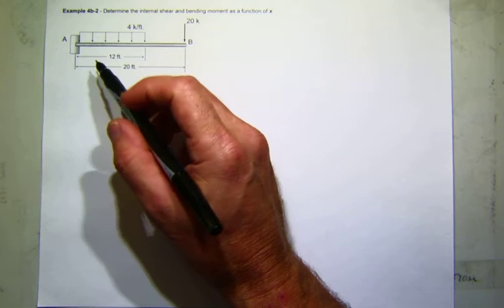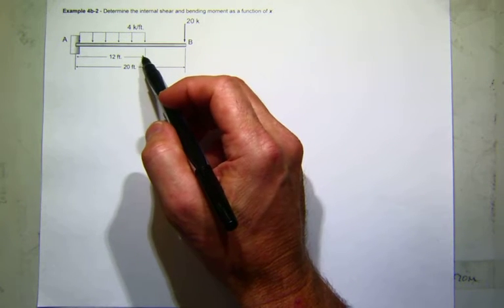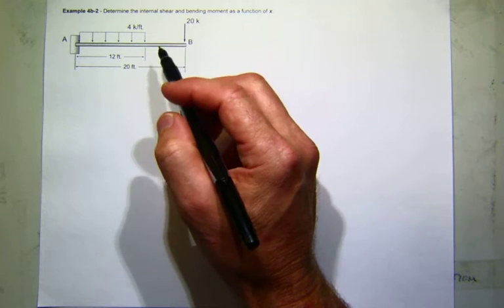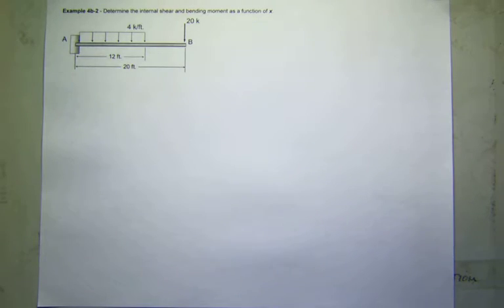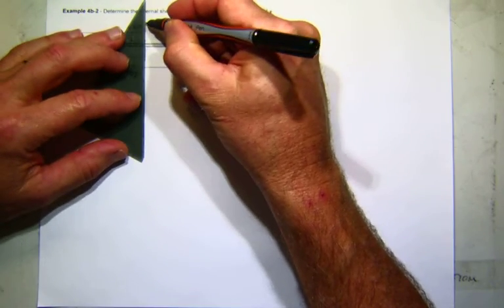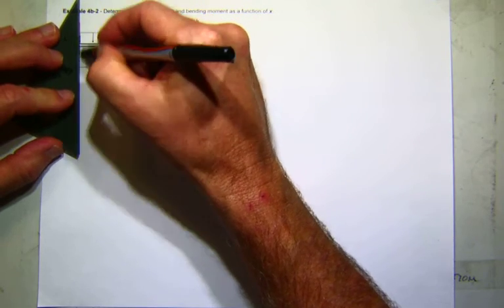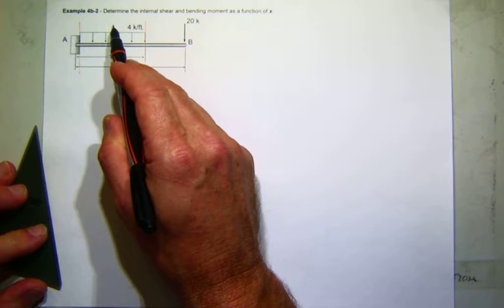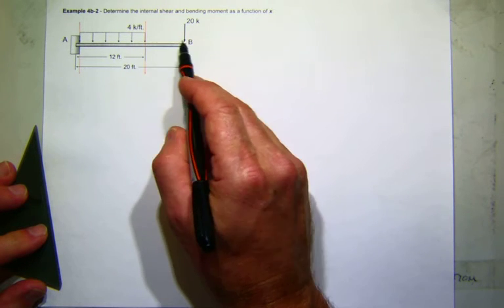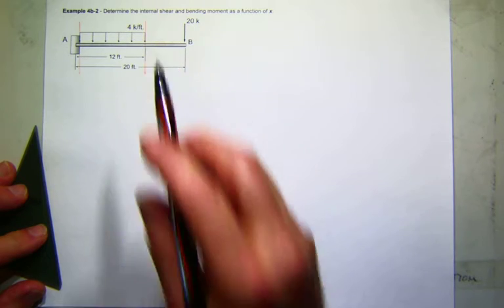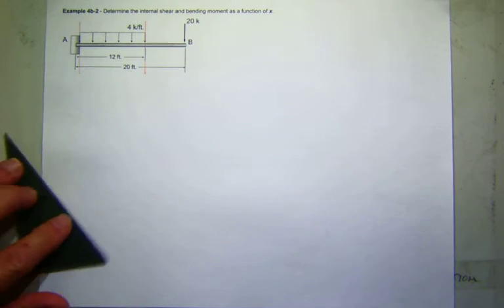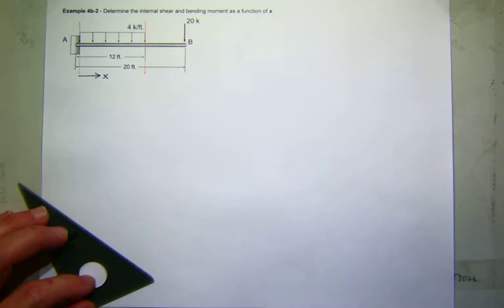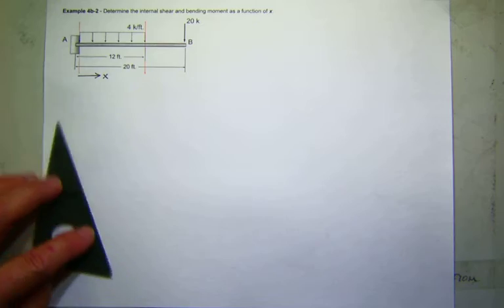So we're going to have to write a set of equations that are valid from 0 to 12, and then another set of equations that are valid from 12 to 20. If I had to put a little range on there, I'd want a set of equations over this first 12 feet where the load is continuous, and then a second set of equations over this where the load is continuous. I'm still going to measure everything from the left side, x.